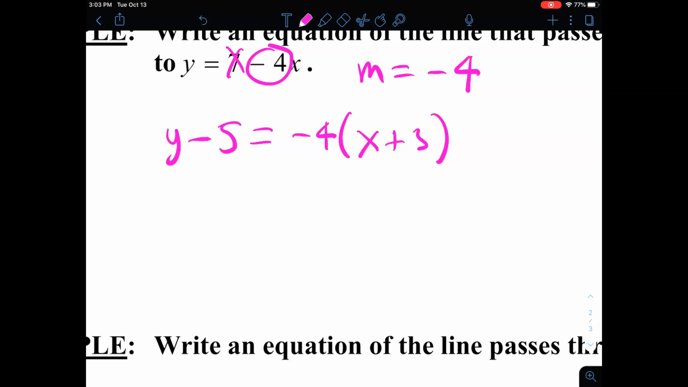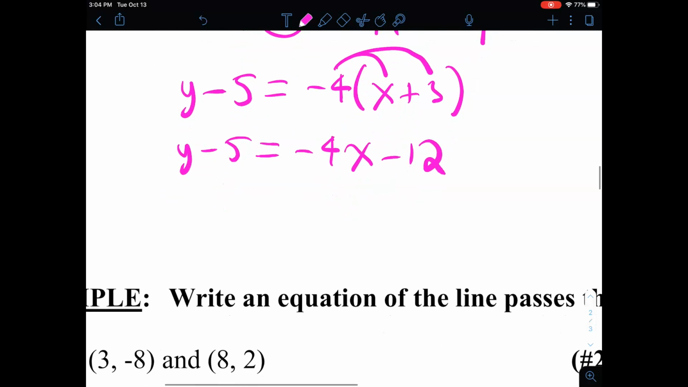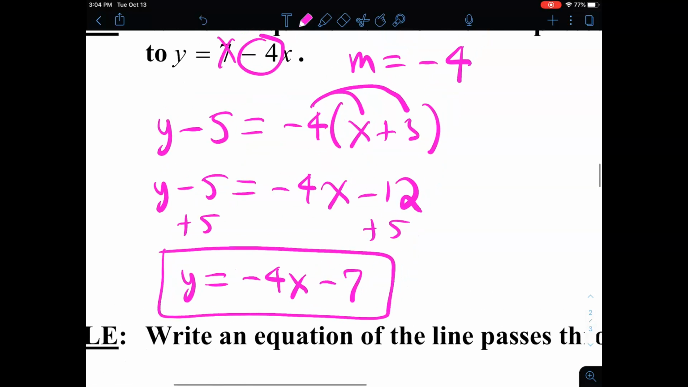All right. Now we got to solve here. How do we solve? We need to distribute, right? So negative 4 times x, negative 4 times 3. Y minus 5 equals negative 4 times x is negative 4x. Negative 4 times 3 is negative 12. Last step is to add 5 to both sides. Y equals negative 4x minus 7. And there's your answer. That's your slope-intercept form.